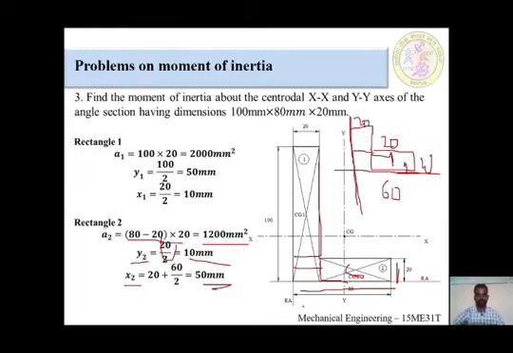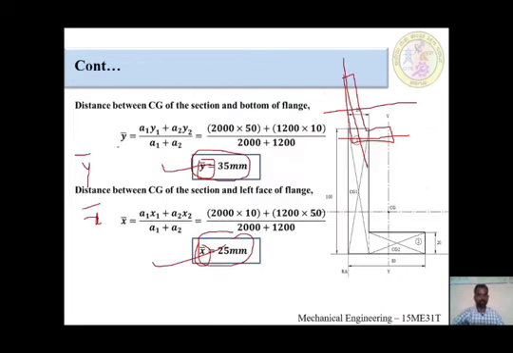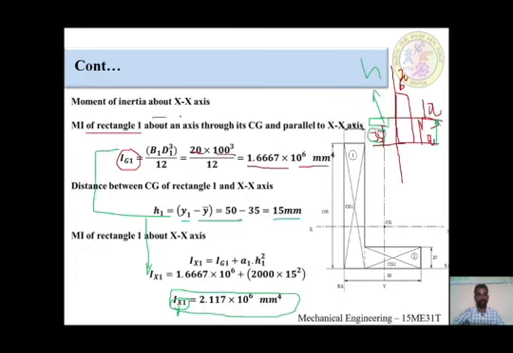Individually we have to calculate the rectangle 1 and rectangle 2 values: a1, y1, x1, a2, y2, x2. These calculations are needed for finding x bar and y bar. After doing this, we put these values in the y bar and x bar formulas. We will get 35 as y bar and 25 as x bar. This completes the center of gravity part. After that we find the moment of inertia about the x-axis. First we find Ig1 and H1 of rectangle 1 and put these values in the parallel axis theorem. We will get Ix1.